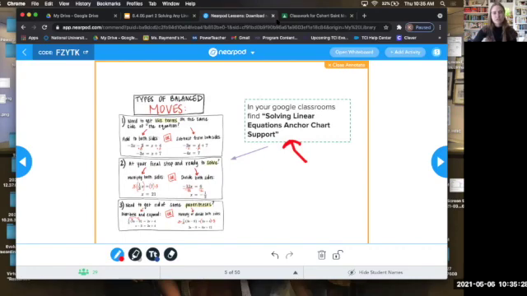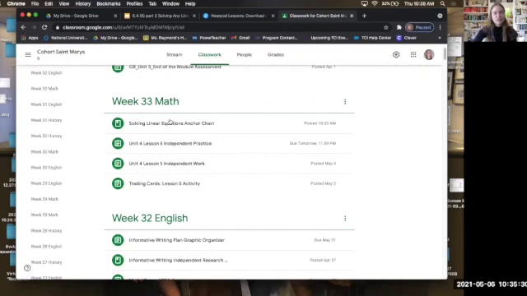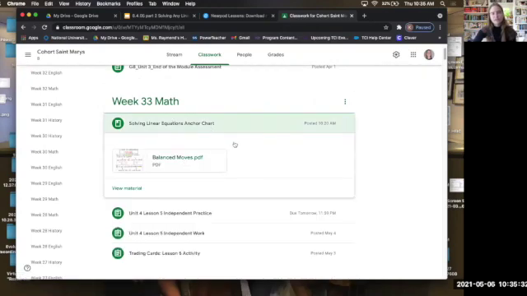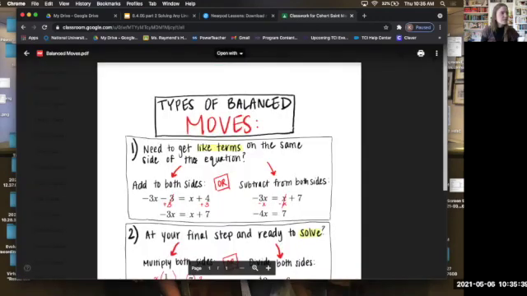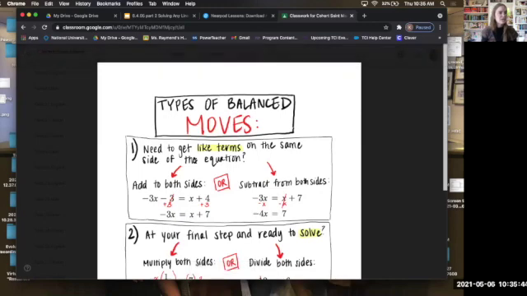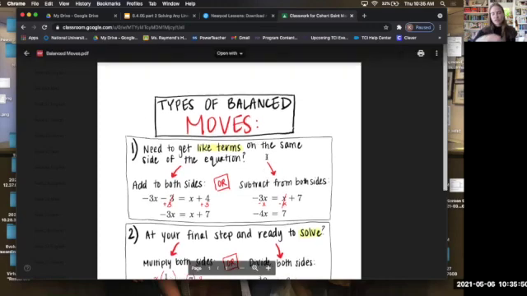And I can show you my screen too. It's just under week 33 math, and it's called Solving Linear Equations Anchor Chart. We'll talk about it right now. Thanks, Jose. Let's see. Andrea, are you ready? Elijah, are you ready? Alejandro is ready. Thanks, Alejandro. Okay, so we're pulling this up. It's called Types of Balanced Moves. It's called the Anchor Chart. You can use this whenever you need. It's always going to be in your Google Classroom, so you can just pull it up and refer to it if you're stuck on a problem.